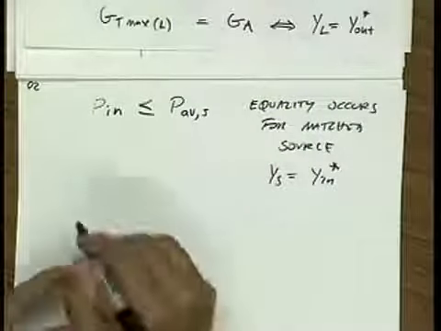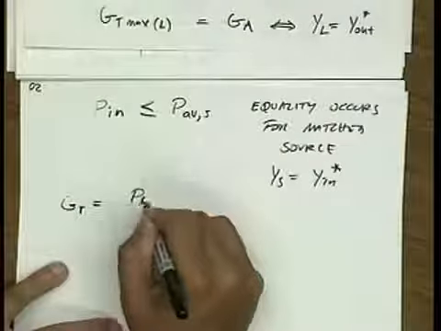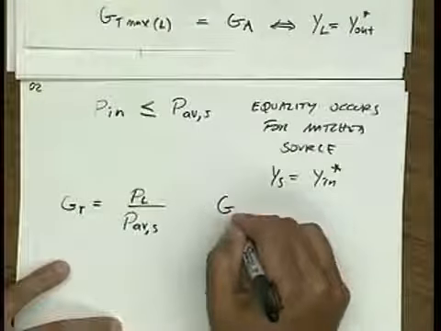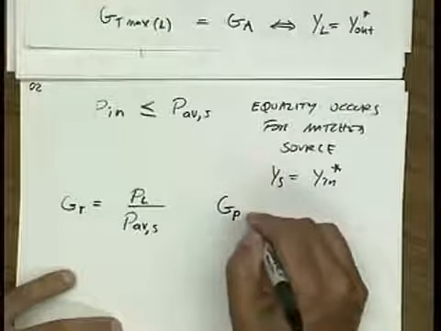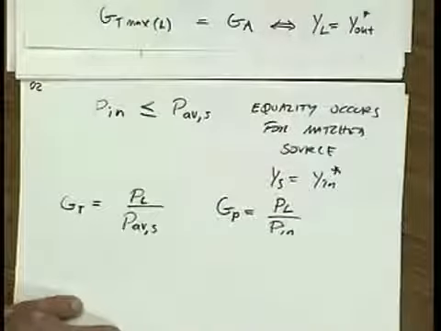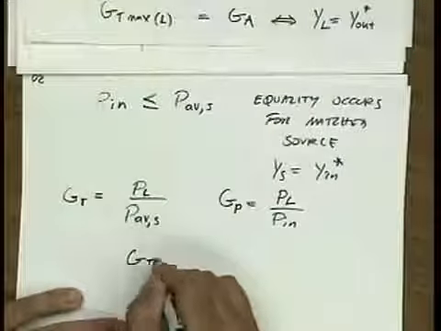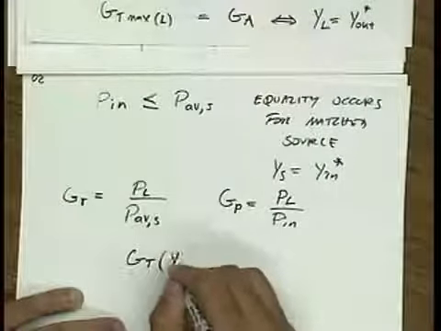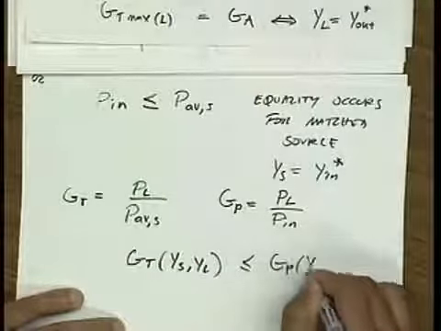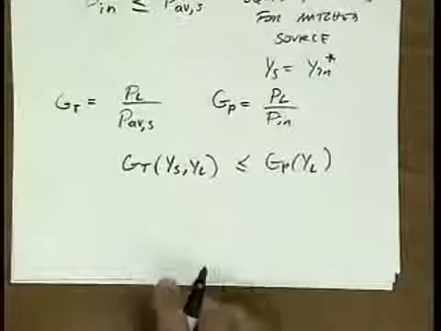Okay? So now, the transducer gain is PL divided by PAVS. The power gain we defined as PL over Pin. Since Pin is always less than PAVS, we find that again GT, which is a function of Ys and Yl, is always less than GP, which is just a function of Yl. Okay, question?